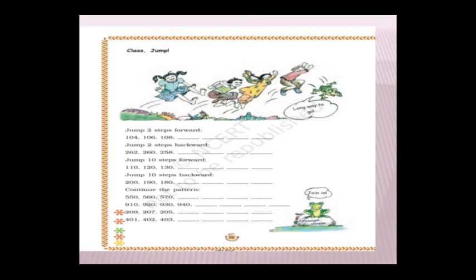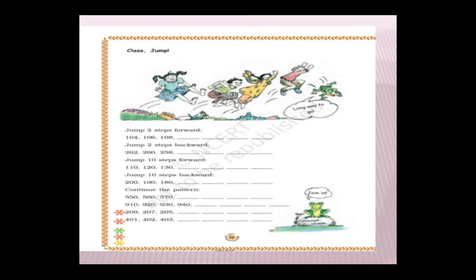Jump 2 steps backward. Backward means you have to minus here. How much you have to minus? 2 you have to minus, because you are jumping 2 steps backward. So 266 you minus 2, you get 264. 264 you minus 2, you get 262. Like that only, 262 you minus 2, you get 260.